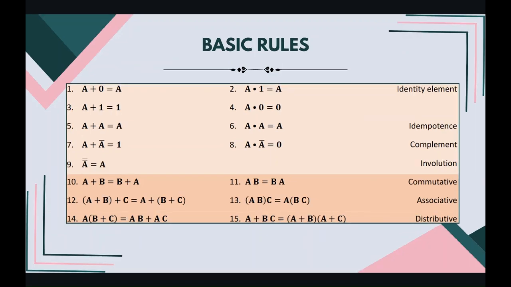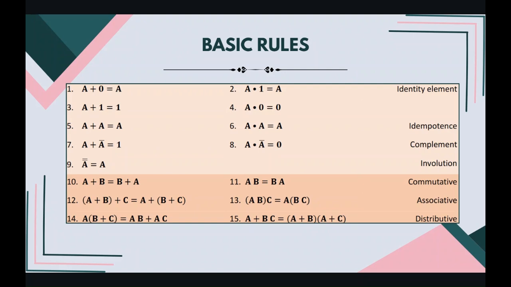Third, complement laws. The complement laws help us understand how a variable interacts with its negation. This means a variable ORed with its negation is always 1 and ANDed with its negation is always 0. Fourth, involution law. This law states that if you take the complement of a complement, you get back the original variable. This tells us that applying NOT twice brings us back to the original state.